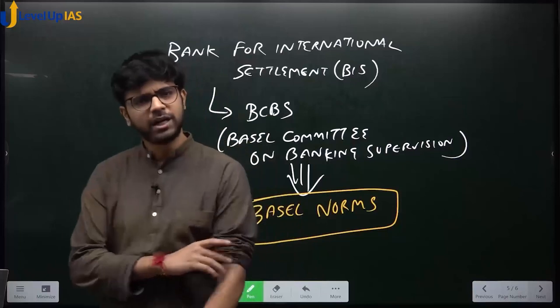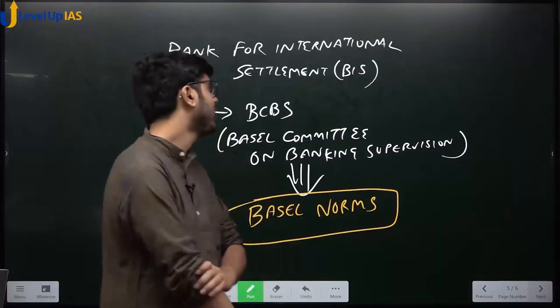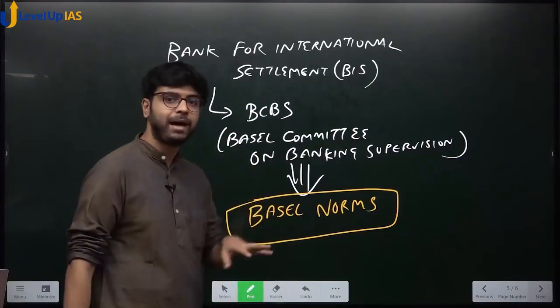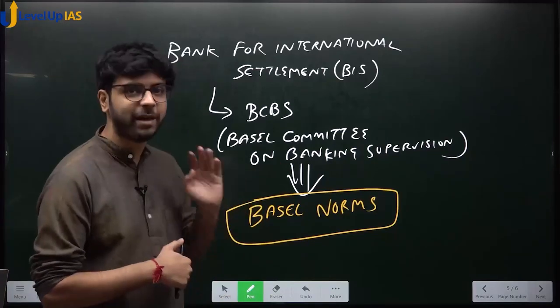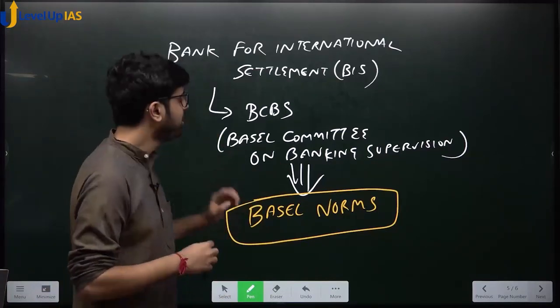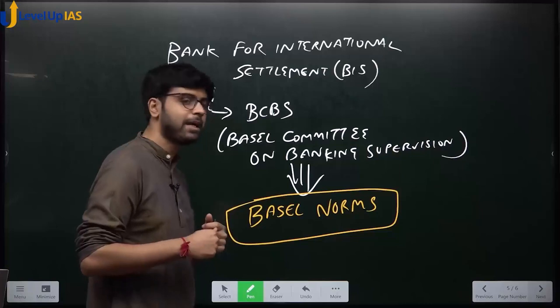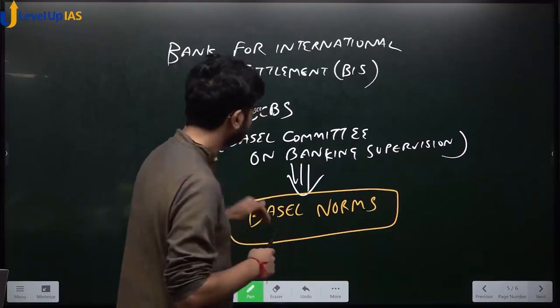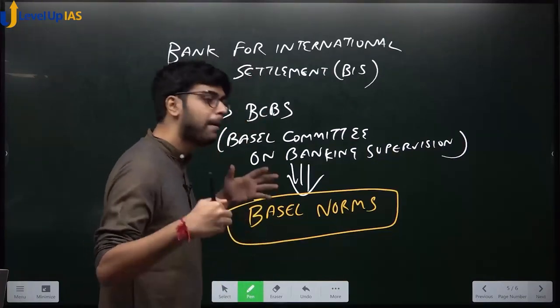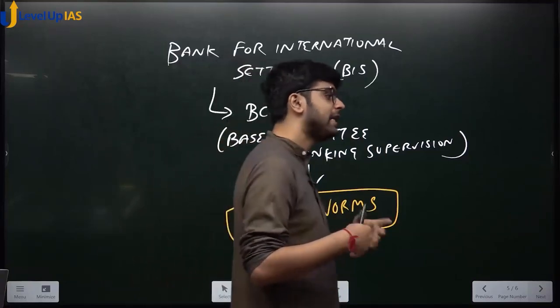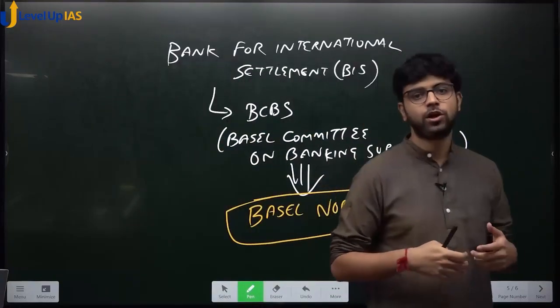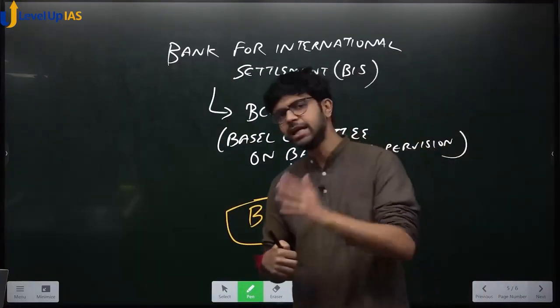These are the ways of protecting banking, yes or no? There is a Bank for International Settlement, which is the central bank of central banks. There is a committee called BCBS, the Basel Committee on Banking Supervision. They meet in a village called Basel. Sixty banks met and came up with Basel norms. These Basel norms are to protect the banking system in any country.